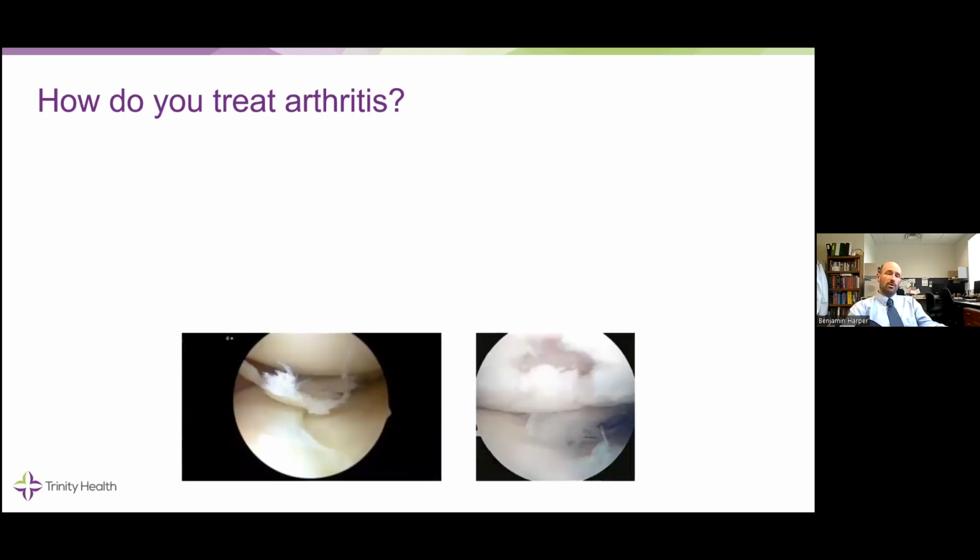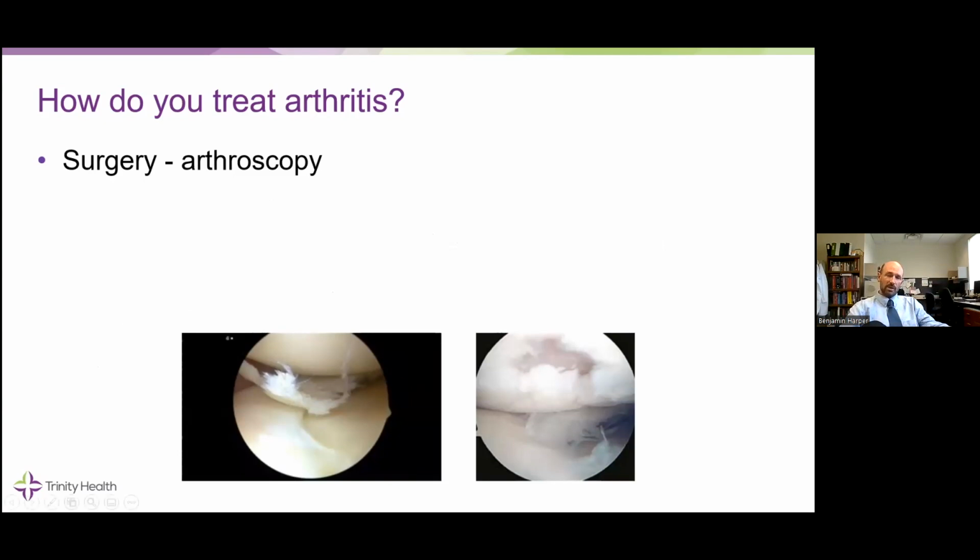So treating arthritis. So these are scope pictures. We commonly call it a scope. It's technically called arthroscopy, and this is one of those funny things in medicine. Arthroscopy is a knee scope, 2 small pokes on the front of the knee. Arthroplasty is a knee replacement, which are completely different procedures, and I hate that they sound so similar.